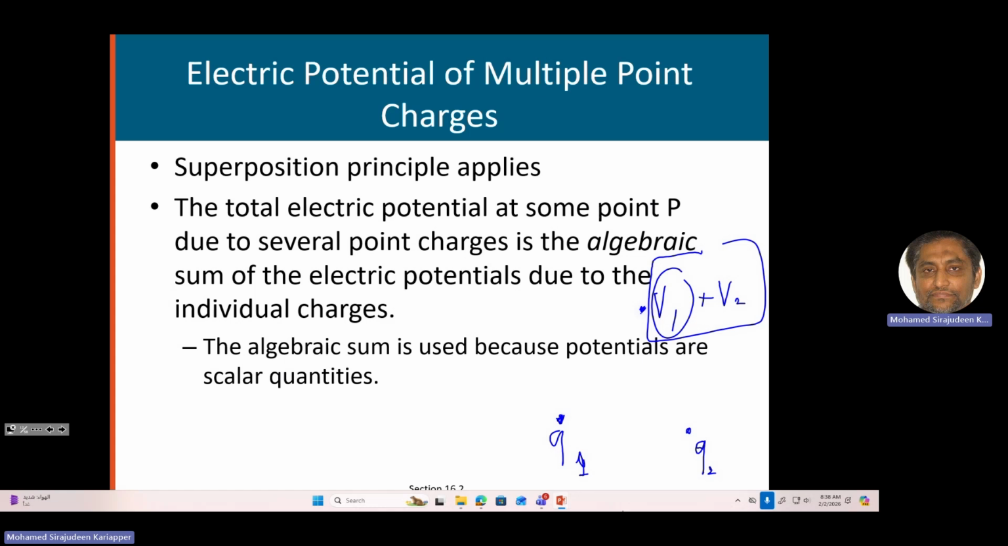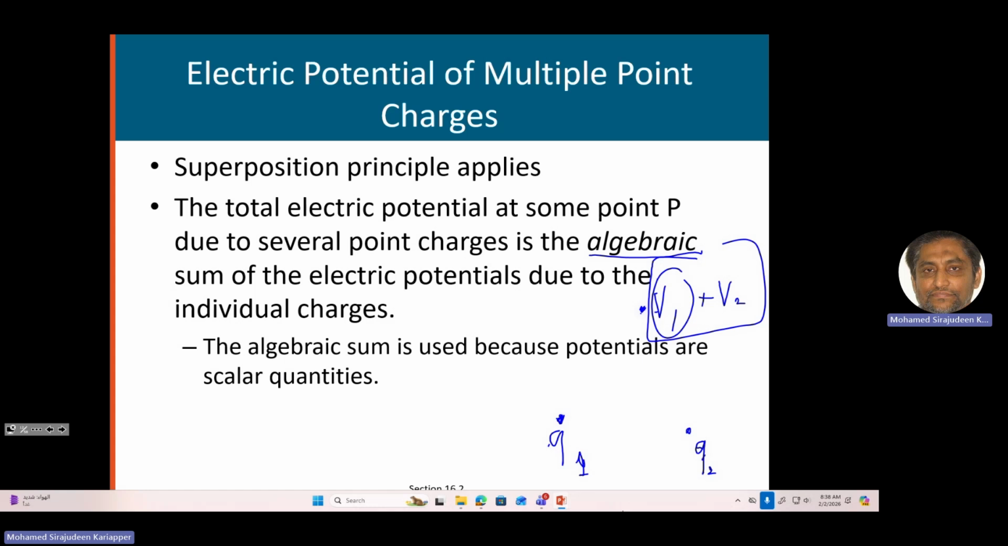The total electric potential at some point P due to several point charges is the algebraic sum. I have to stress this point because Q1 may be negative, so V1 will be negative. Q2 may be positive, then V2 will be positive.